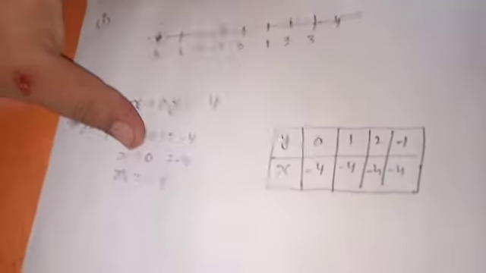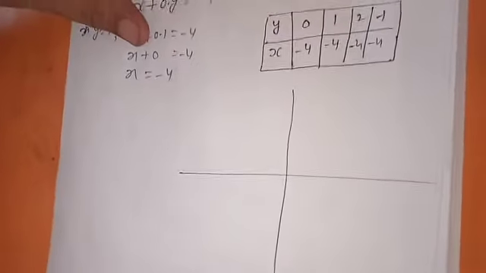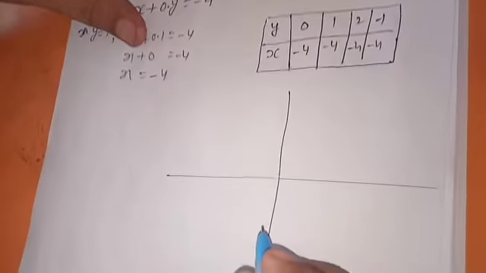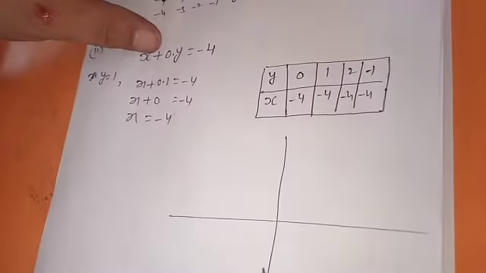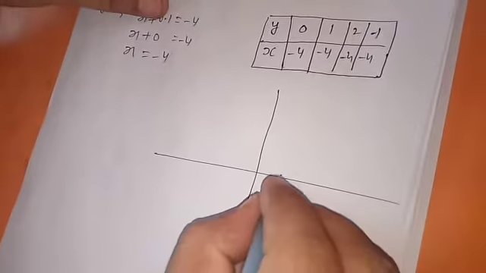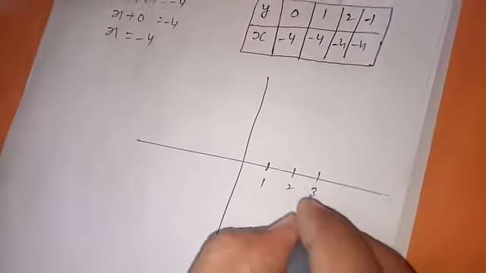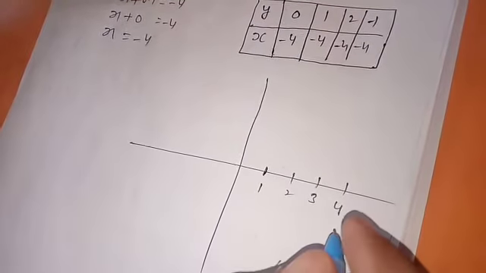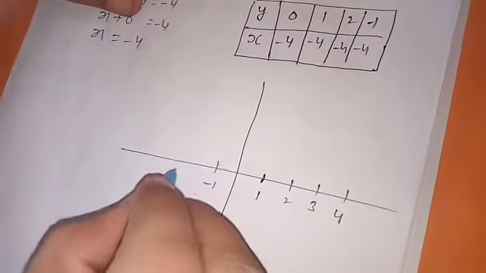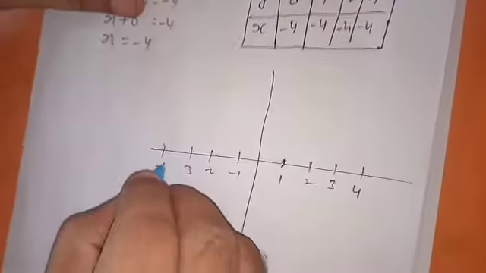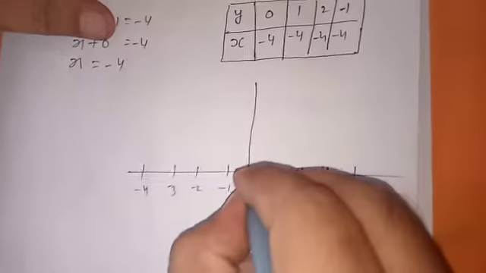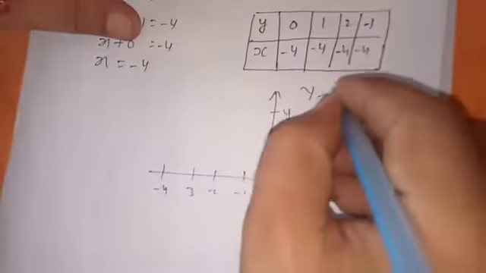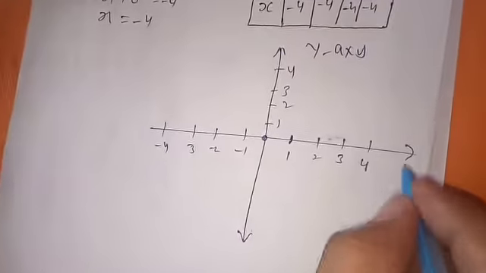And how can you express this? It is like this. So what is this? This is x equal to minus 4. Its meaning is that its equation is parallel to this. Here is 1, 2, 3, and 4. Understood? Here is minus 1, minus 2, minus 3, minus 4. This is the y-axis, and this is the x-axis.